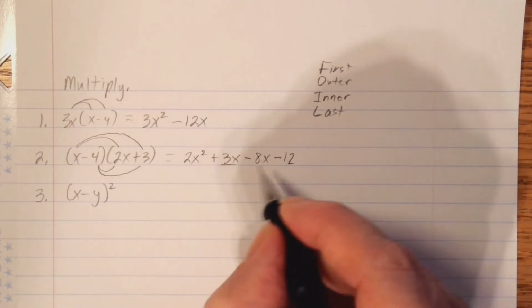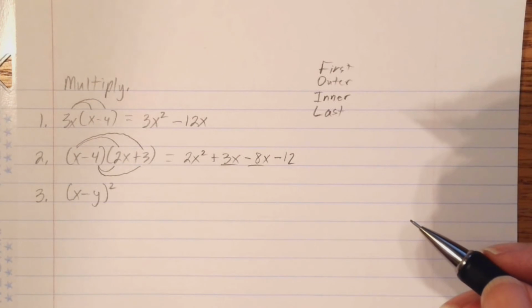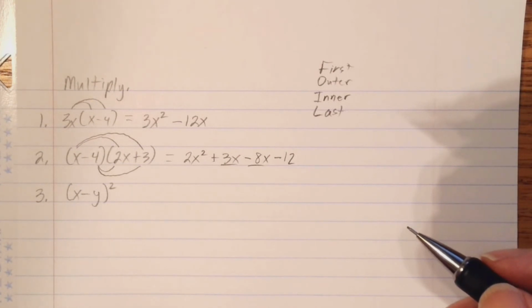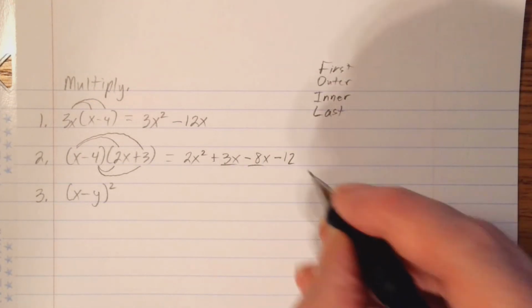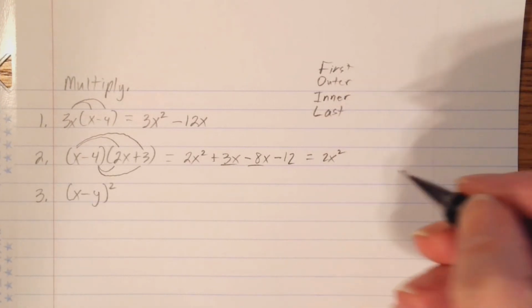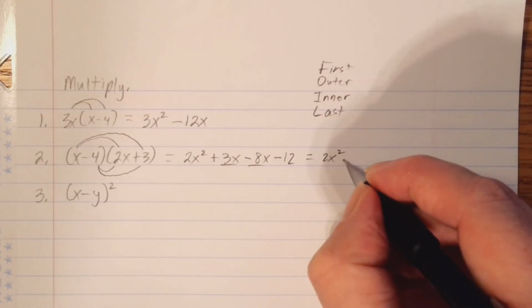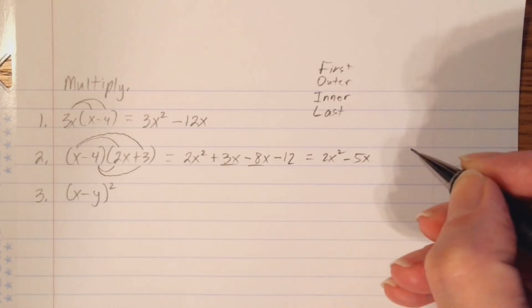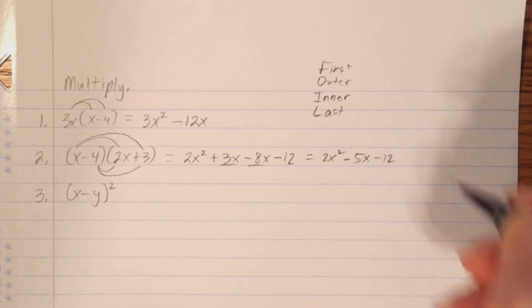Now notice we've got some like terms here. Like terms have the same variable factors. Each of these has a single x. So we end up writing this as 2x squared. 3x minus 8x is going to give us a minus 5x. And then don't forget the minus 12.